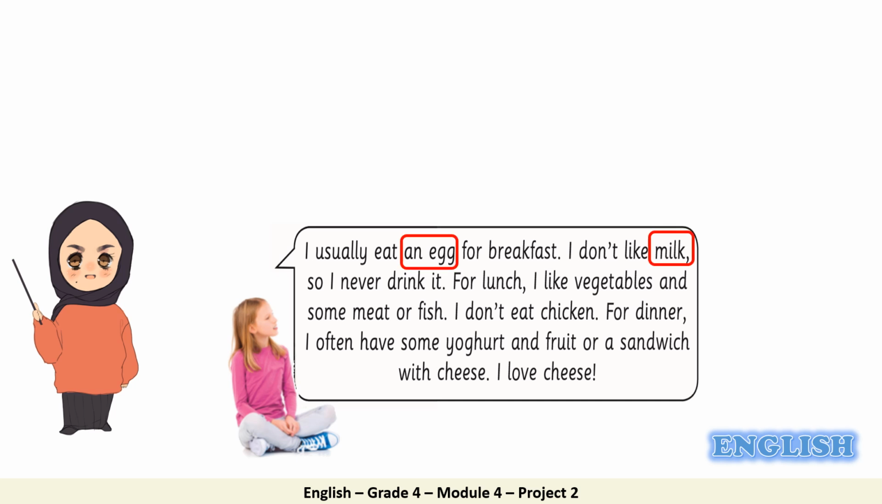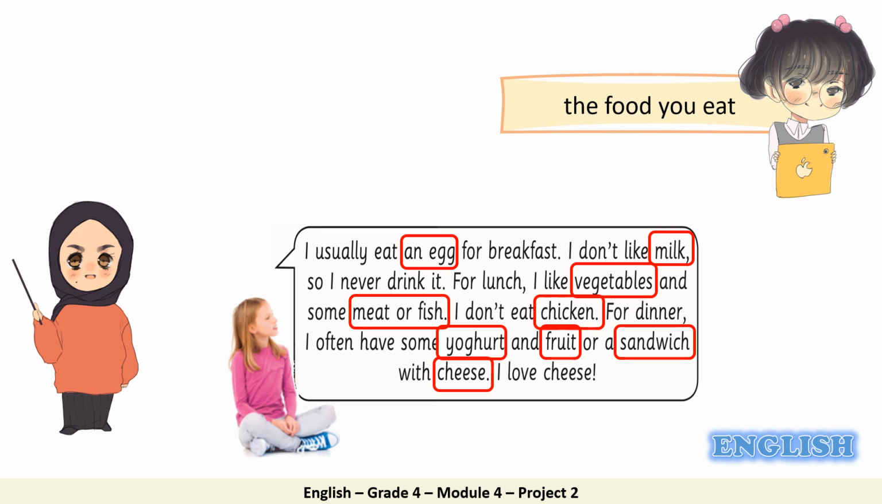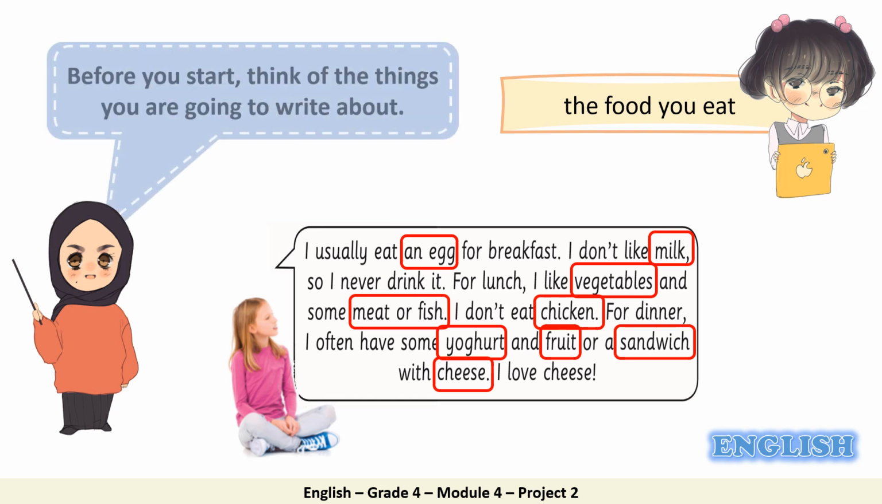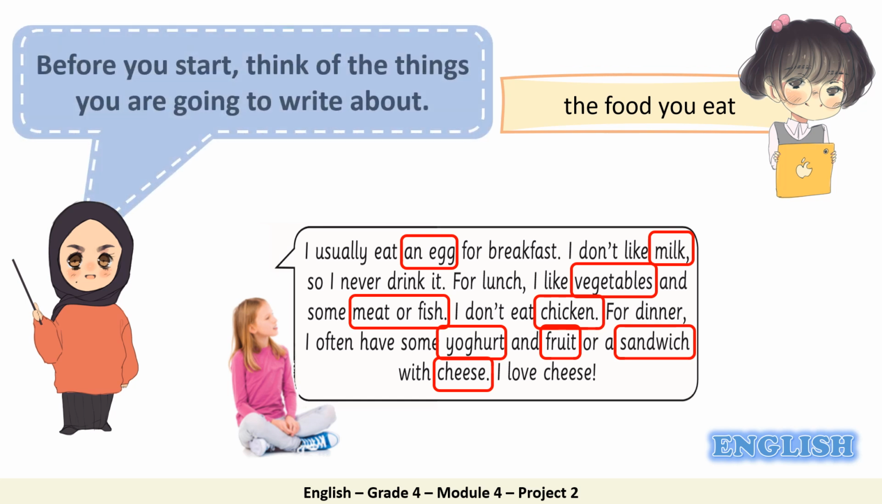Egg, milk, vegetables, meat or fish, chicken, yogurt, fruit, sandwich, and cheese. The girl talked about the food she eats, and you are going to talk about the food you eat. You need to plan your paragraph. Before you start, you need to think of the things you are going to write about. You need to think of the food you eat.